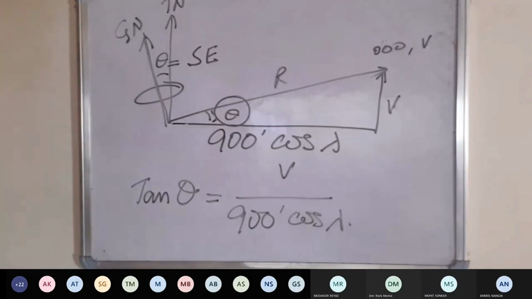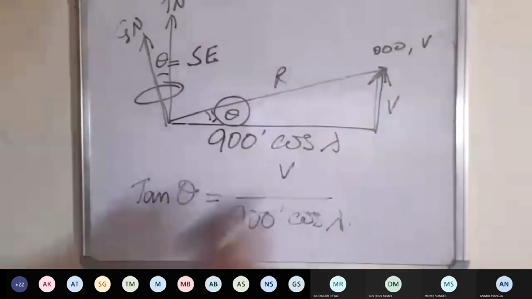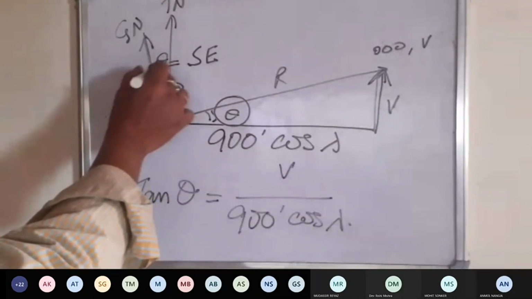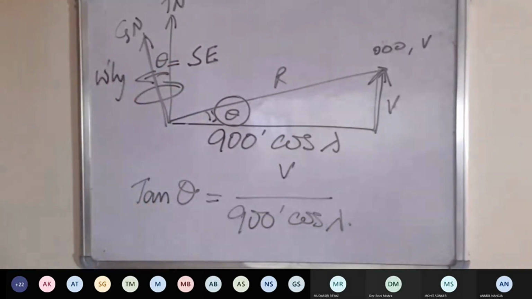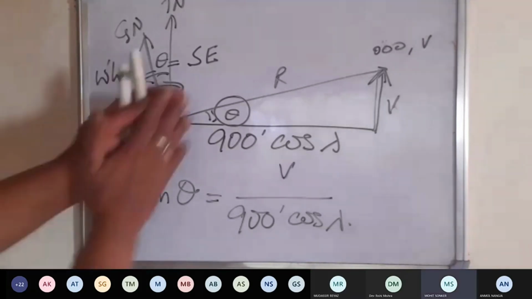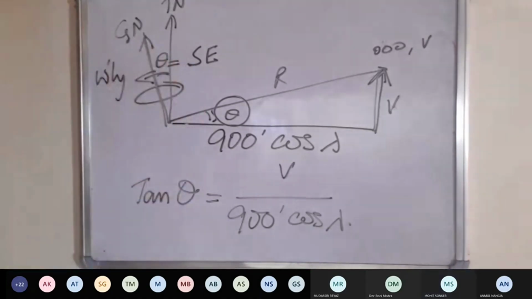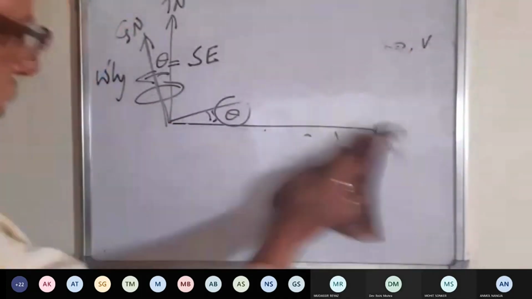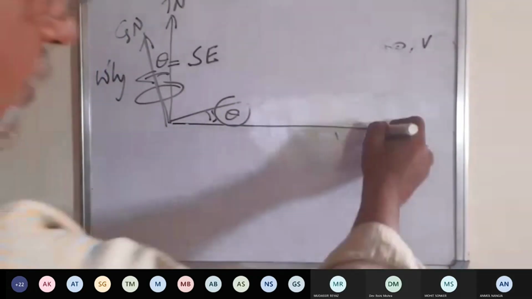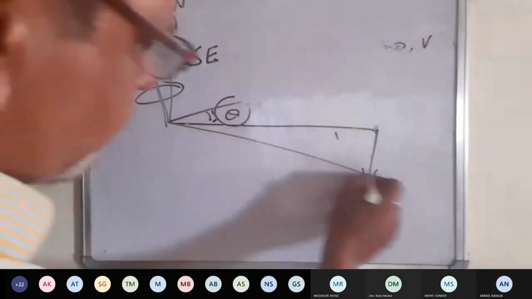So what is your observation? When the ship is doing a northerly course, the error which is developing is westerly. That means the spin axis shifts to the west of the meridian. Now you should be smart enough to understand and find out what happens if the ship is doing a southerly course.